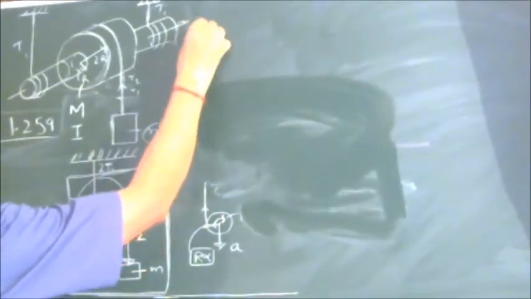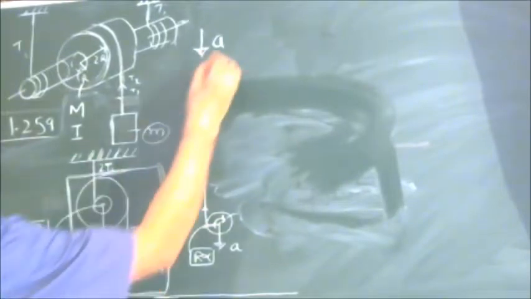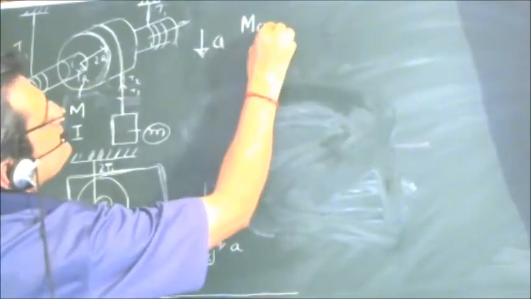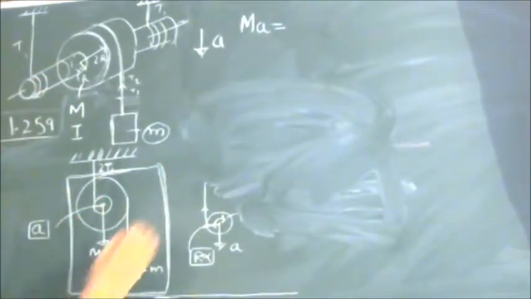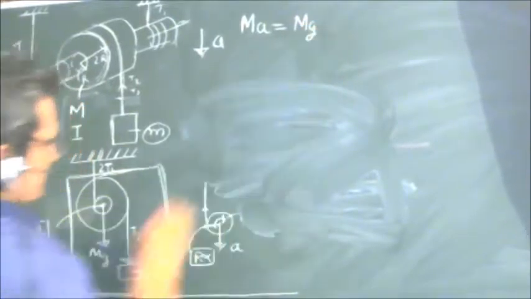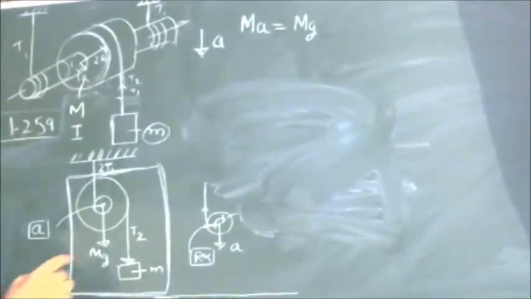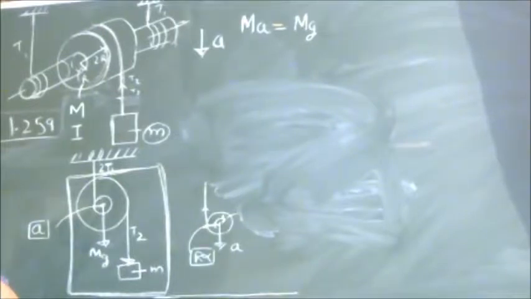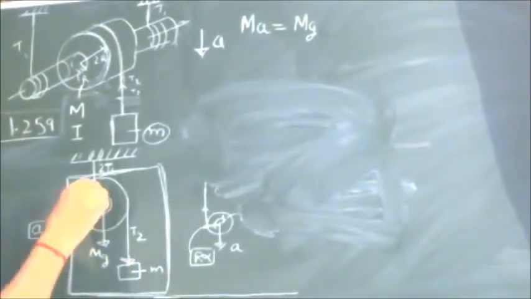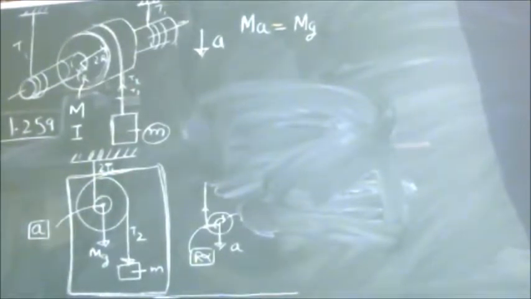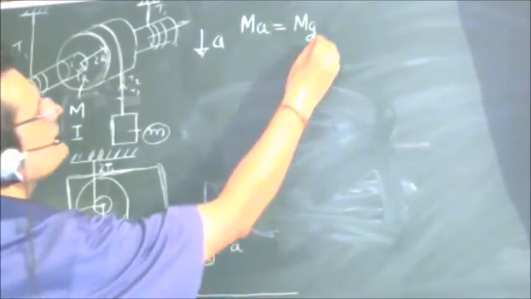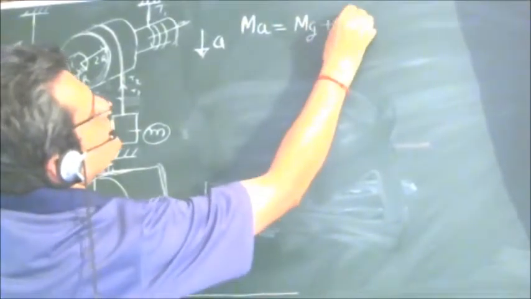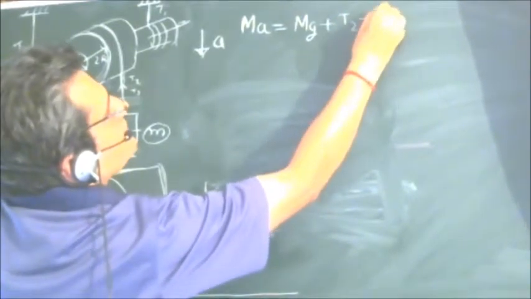Now let us first write the equation of motion for the frame, that is, the cylinder which we have taken. A is the downward acceleration of the center of mass. For that, capital MA would be equal to, what are the downward forces? Mg, and 2T2. In such problems, when we take the translational motion, all the forces acting on the body are taken as if they are acting on the center of mass. So T2 and 2T1, we are considering them as acting on the center of mass. So MA is equal to Mg plus T2 minus 2T1, because it is opposing the motion.